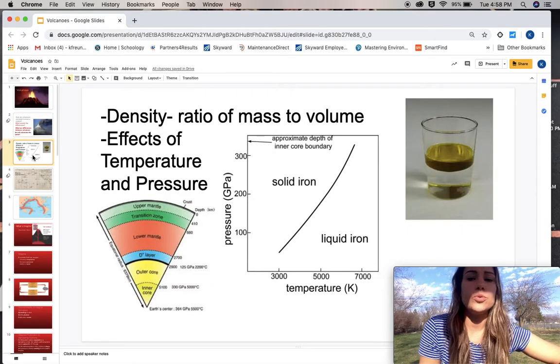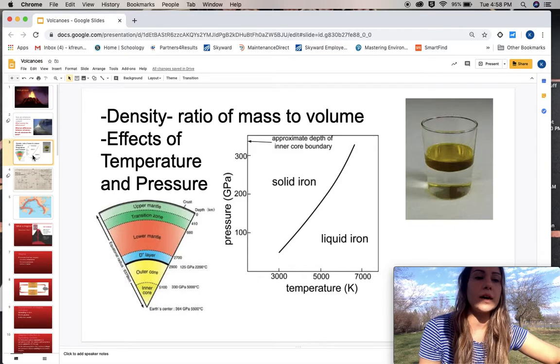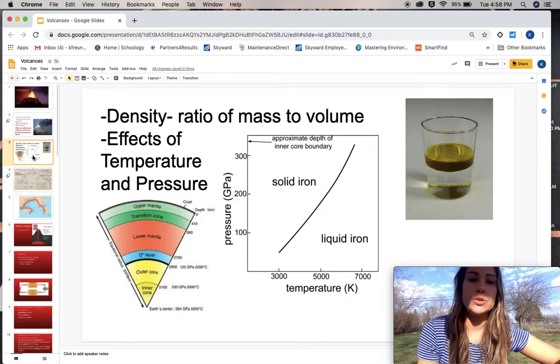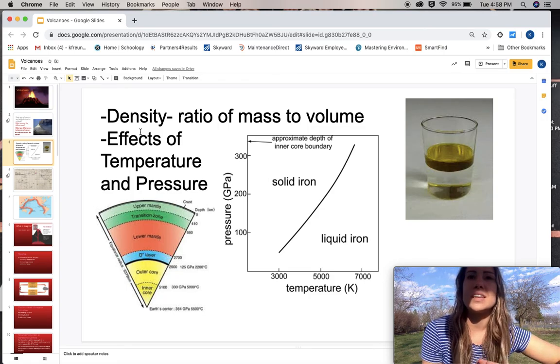So a few terms that we should go over before we get into the notes today, and hopefully you've made a copy of the student notes where you can, just like last time, fill in the blanks with the notes from here. I added in this slide because it talks a lot about density and temperature and pressure and the effects that it has on rock.